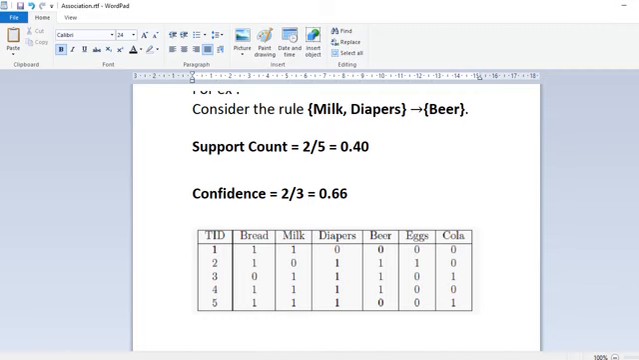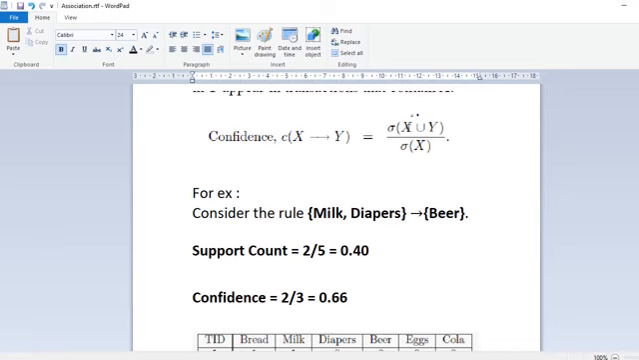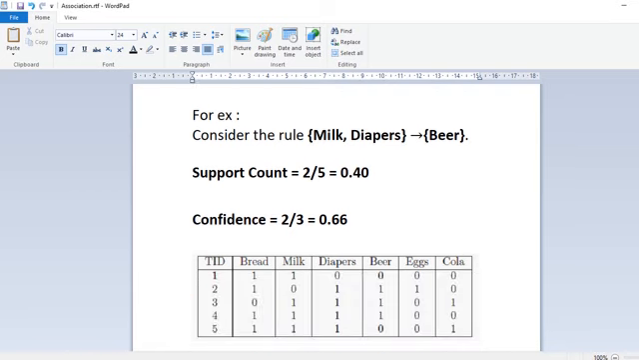So how do we calculate the confidence of the rule? Confidence of the rule is given by the support count of X union Y divided by the support count of X. Already we know that X union Y is 2, because 2 transactions have that. Why has the denominator become 3? Because the X part, that is milk and diapers, is contained in 3 records. In transaction 3, transaction 4 and transaction 5 we have both milk and diapers, so the denominator becomes 3. So 2 by 3 is 0.66.